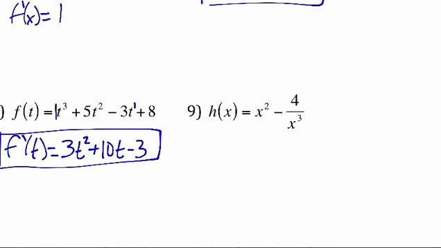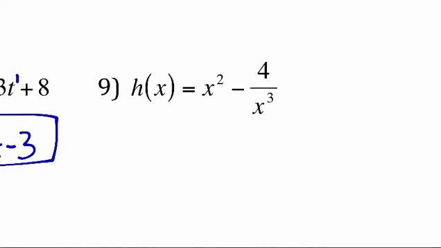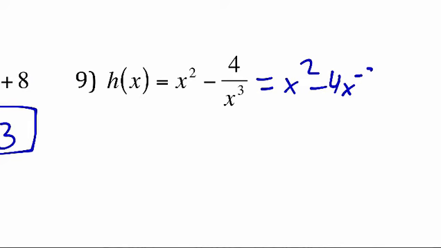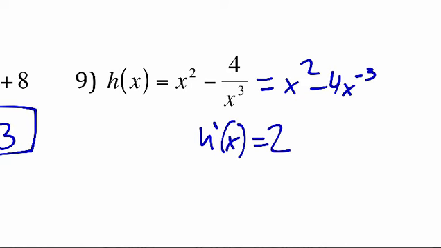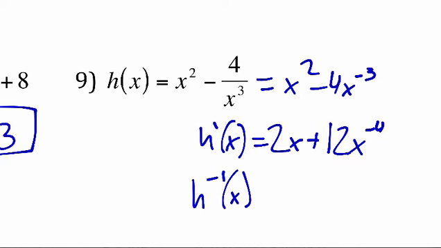Number 9. Now, number 9, I'm going to suggest we rewrite it a little bit so that we can take the derivative a little easier. We got x squared minus 4 times x to the negative third. Dealing with the x squared, so we got h prime of x, the derivative of h of x, equals x squared is going to give us 2x. This one we're going to have negative 4 times negative 3, which gives us positive 12. We're going to take away 1 from the exponent, so negative 3 minus 1 gives us negative 4. Cleaning that up just a little bit more, putting it back into rational form, we got 2x plus 12 over x to the 4th.